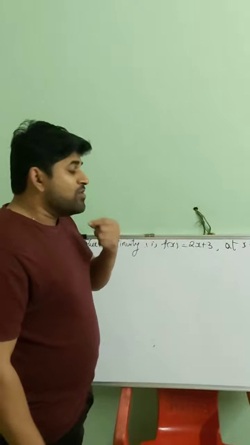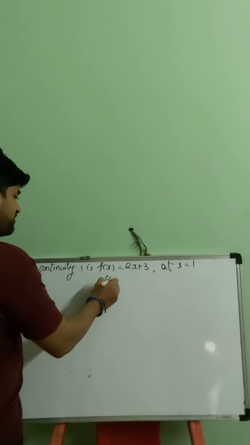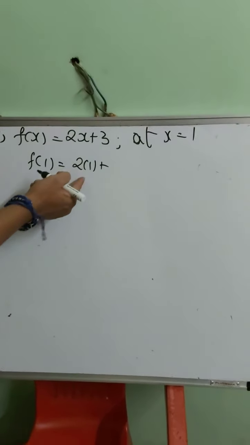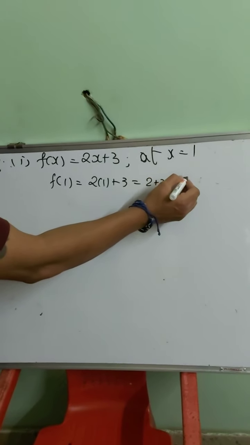Okay, so now what is the procedure? I told you, first of all, f of x is given, you have to find f of 1. So what is f of 1? F of 1 will be, in place of x I will replace 1, so I get 2 into 1 plus 3. 2 plus 3 gives me 5.